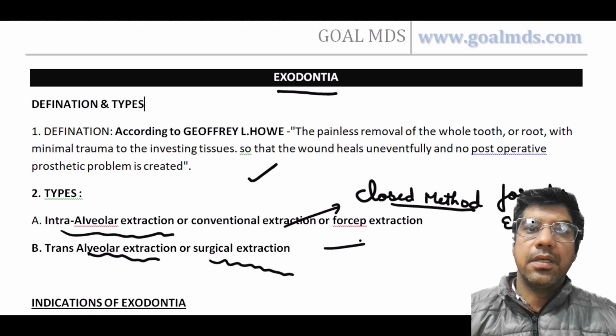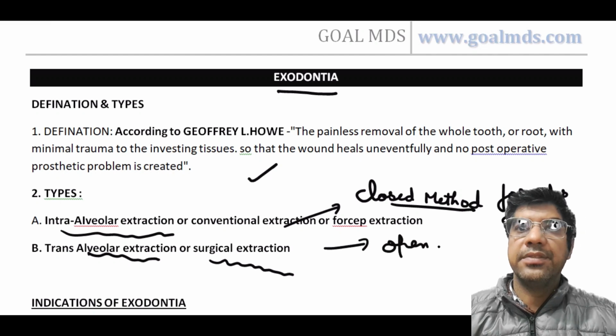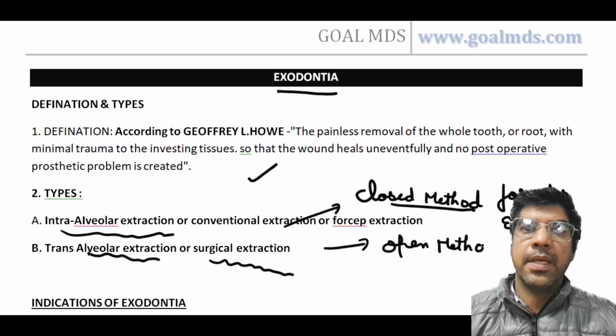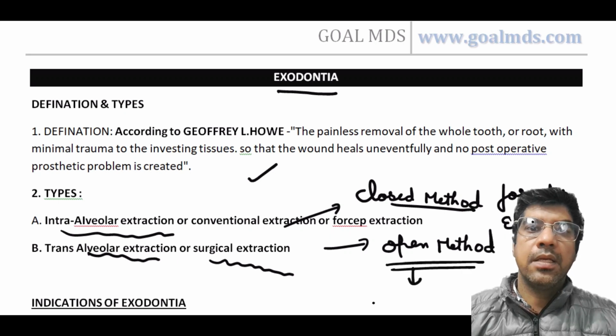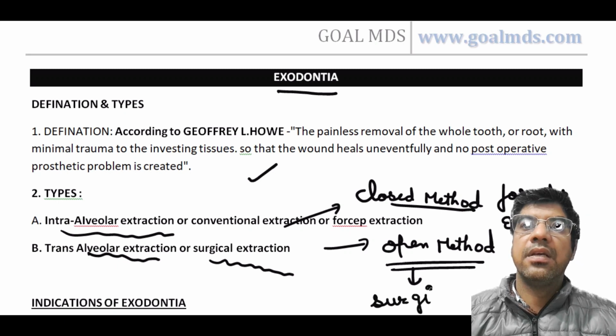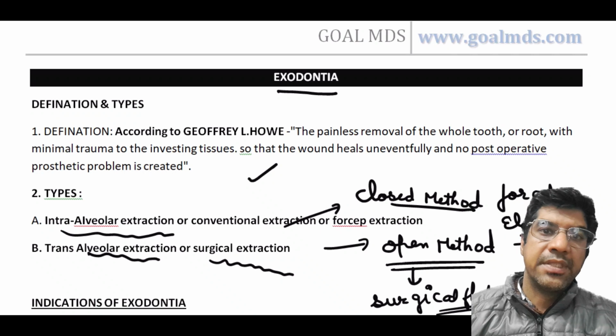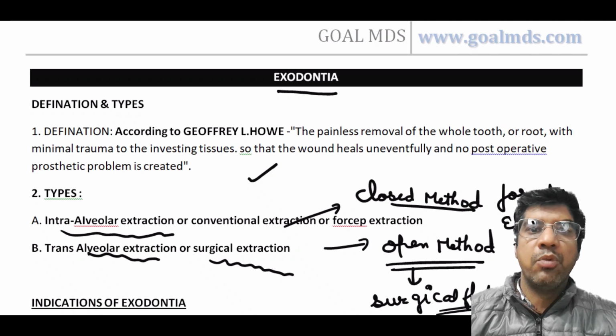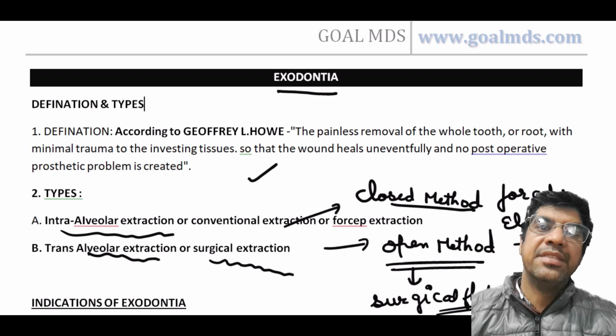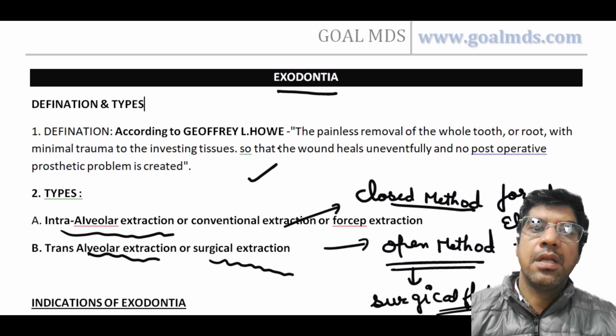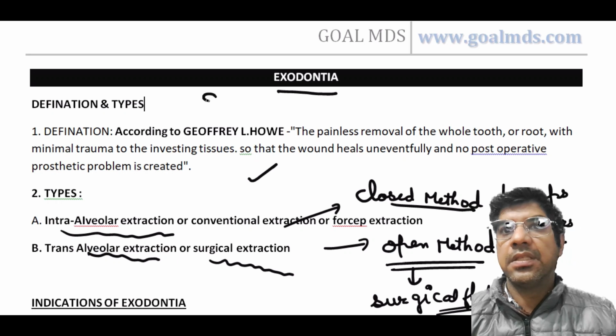The other is the transalveolar extraction, also known as the open method. As it is an open method, it will involve a surgical flap technique. So it involves a surgical flap technique, alveolar bone removal, and tooth sectioning, and it is applicable in complex cases or complicated extraction.